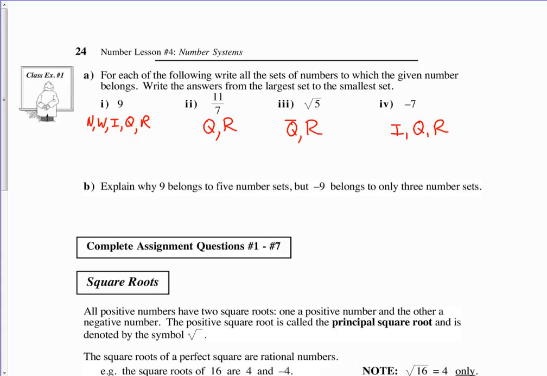It says, explain why 9 belongs to 5 sets, but -9 only belongs to 3 sets. Because of the negative, right? A positive 9 is also a whole and natural number. -9 is only an integer, right? So I don't know if we need to explain that so much. It's okay.